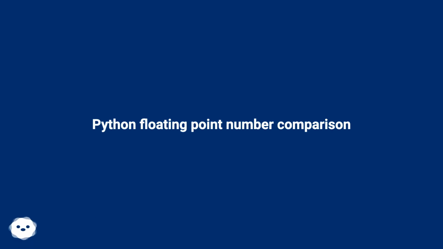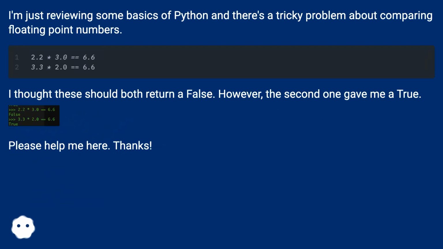Python floating point number comparison. I'm just reviewing some basics of Python, and there's a tricky problem about comparing floating point numbers. Please help me here. Thanks.